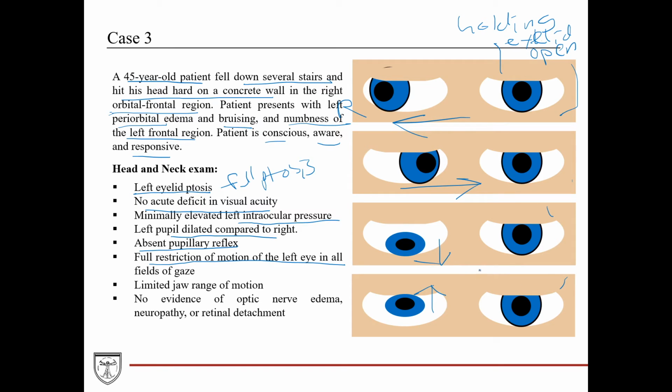So you can definitely see these on board exams, on the USMLE exam that likes to do stuff like this, where they'll give you different scenarios of where they're looking. And so you definitely want to be aware of that. So all this is basically telling you is that the oculomotor, or the extraocular muscles, are in complete paralysis because he can't move this eye anywhere. He's also got limited range of motion in his jaw. And then lastly here, there's no evidence of optic nerve edema, neuropathy, or retinal detachment.